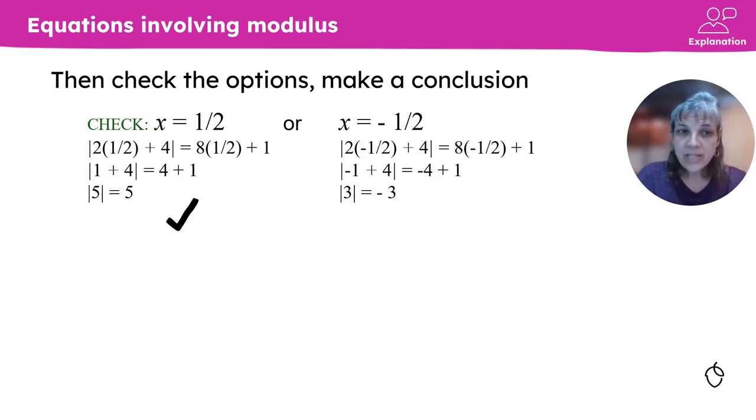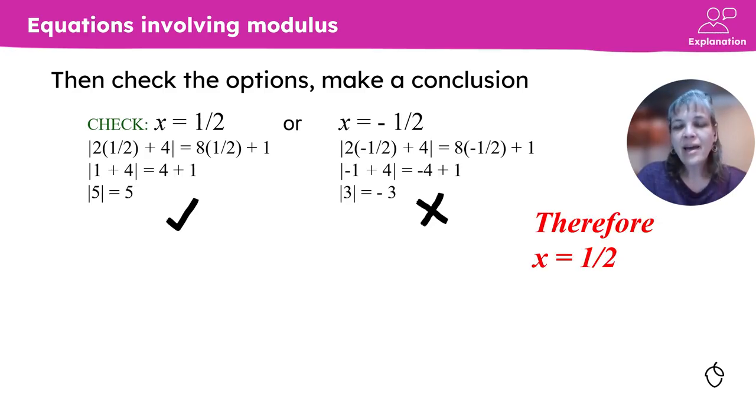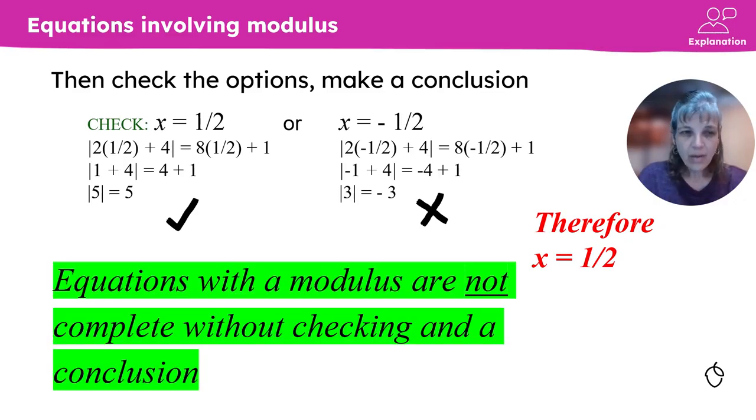So here you can see that positive 1/2 for x works. It checks. But negative 1/2 doesn't work. And so we would make a conclusion and say x equals 1/2. Doesn't equal minus 1/2 because the minus 1 doesn't work out. So equations with a modulus are not complete without checking and a conclusion.